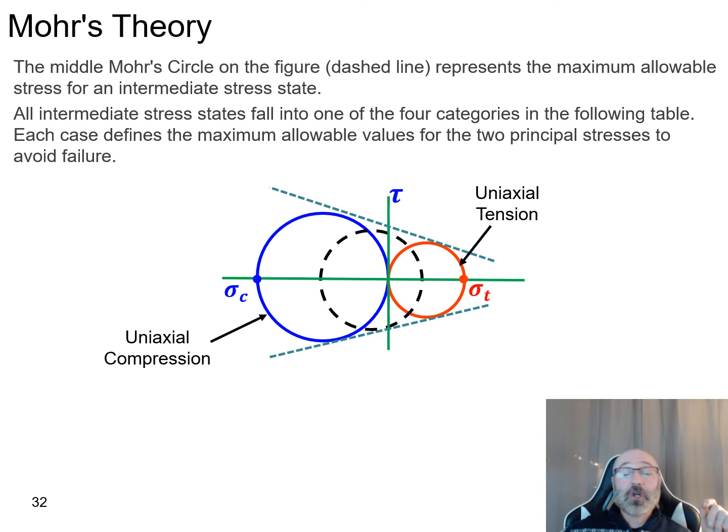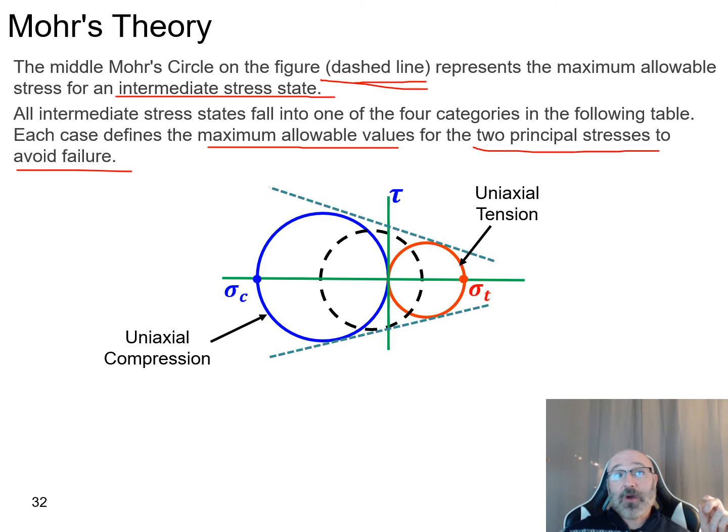Now the middle circle on the figure, this black dashed line, represents the maximum allowable stress for an intermediate stress state. All intermediate stress states fall into one of 4 different categories, which I'm going to show in the following table. Each case defines the maximum allowable values for the 2 principal stresses to avoid failure.